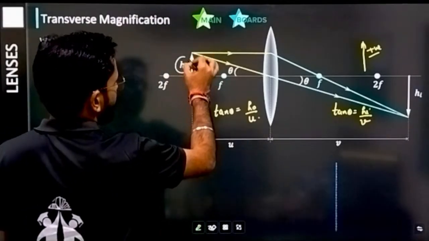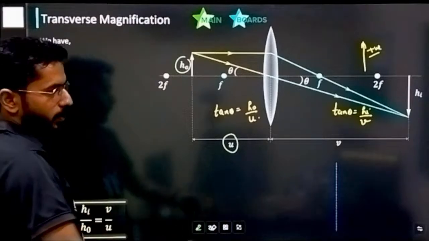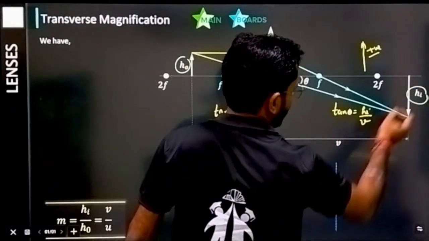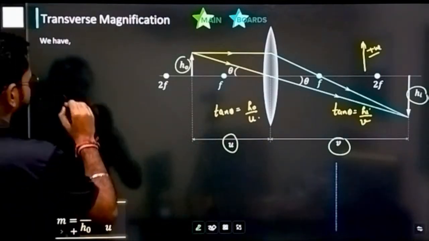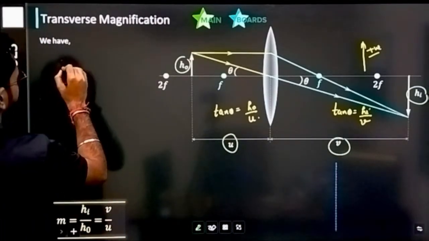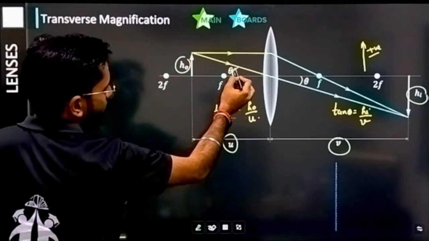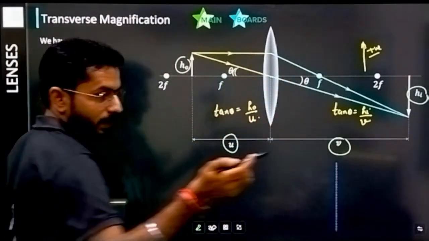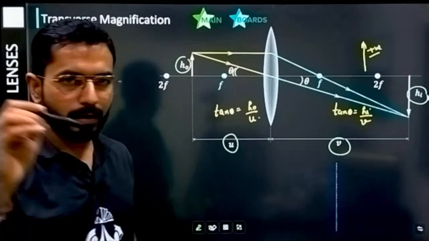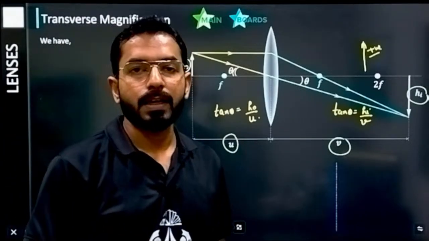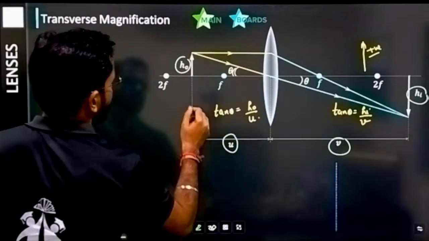Here is an object. The height of the object is h0, and the distance from the lens is u. Somewhere the image is forming, and the distance from the lens is v. The lens formula is clear, correct? Let's suppose this angle is theta, that means this angle will also be theta. I told you in the last minute of the last lecture that if a light ray passes through the optical center, it goes undeviated at equal angles. So if this angle is theta, this angle is also theta.